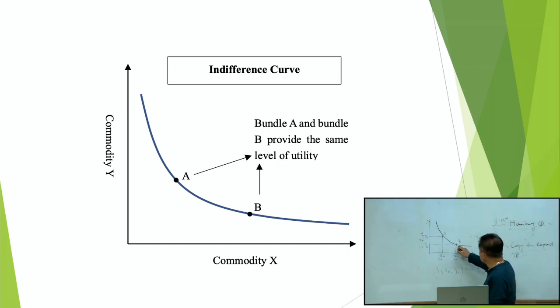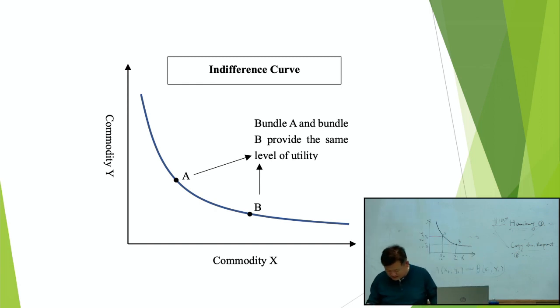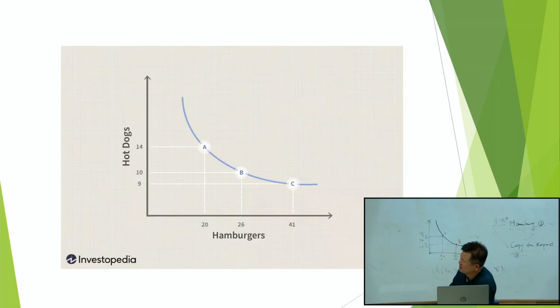Any point is an equally satisfying point. The same level of utility means the same satisfaction. This is the indifference curve. Let me show you another graph with hamburgers and hot dogs. So I bought 20 hamburgers and 14 hot dogs, which is point A, correct? And 26 hamburgers and 10 hot dogs is point B. 41 hamburgers and 9 hot dogs is point C.